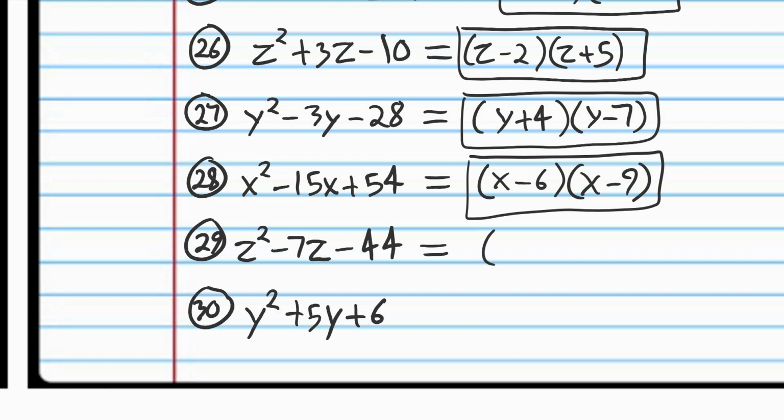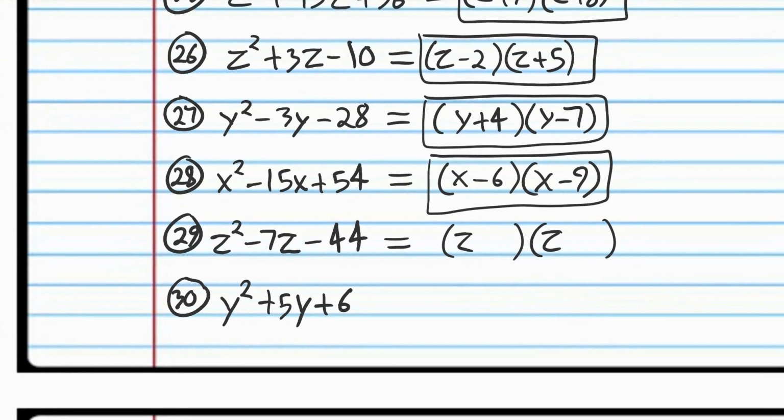All right, we're back. Put your pairs of parentheses, your z's. And let's see here, 44. I think that's going to be 4 times 11. And I know one has to be negative and one has to be positive because it's a negative 44. And when you add them up, you should get a negative 7, and it looks like that's going to be the answer. Negative 11 plus 4 is negative 7.